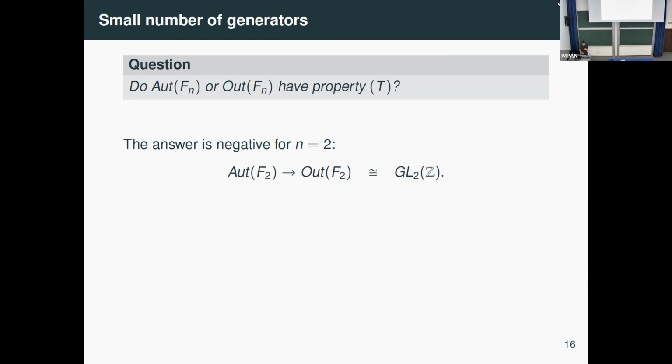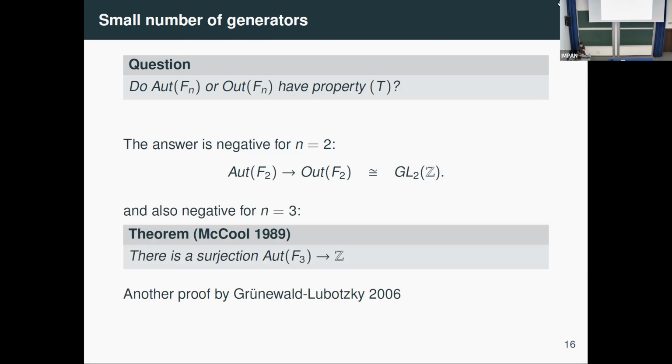So here it was known for a long time that for low indices, nothing similar to property T could be true. First, for n equal to 2, Aut(F2) surjects onto Out(F2), and Out(F2) is GL2(Z). Property T passes on to quotients, which is easy to prove. We know that GL2(Z) does not have property T, so here it was negative.